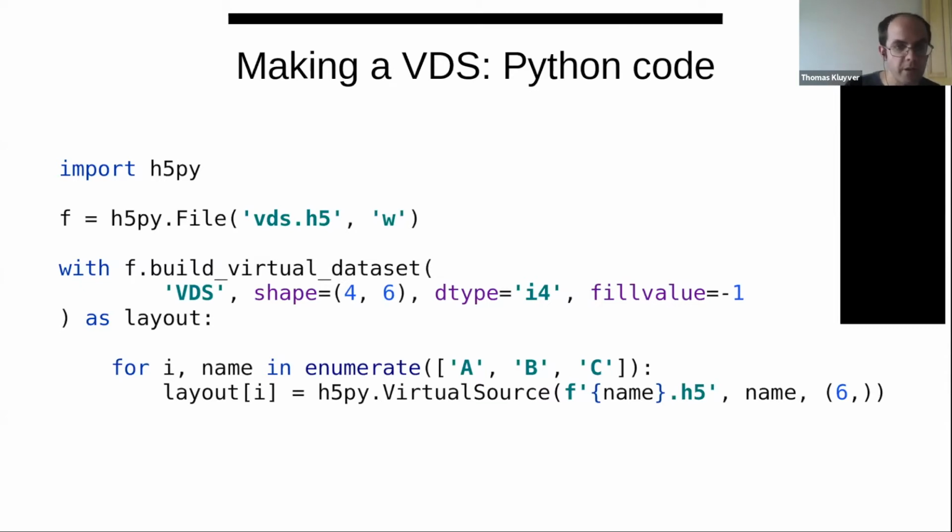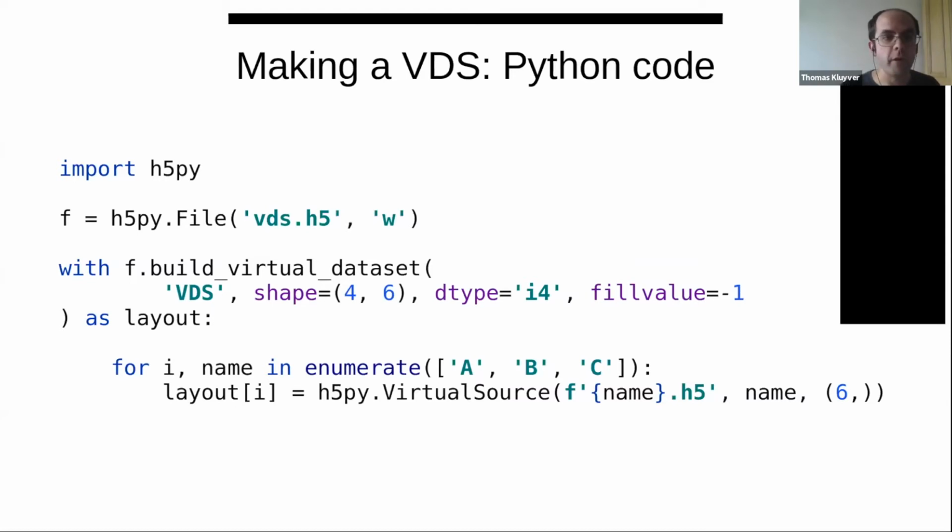This build virtual data set bit specifically is new in h5py 3.3. The interface from the previous version is very slightly longer, but still works in conceptually the same way. You create a layout object, assemble source objects into it, and then add that into the file when you're done with it.